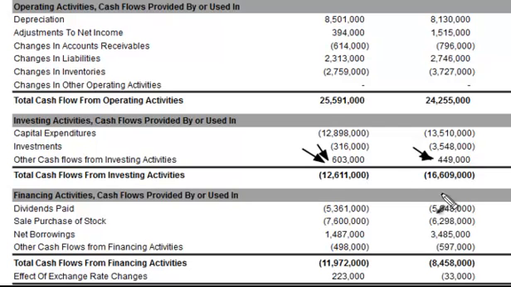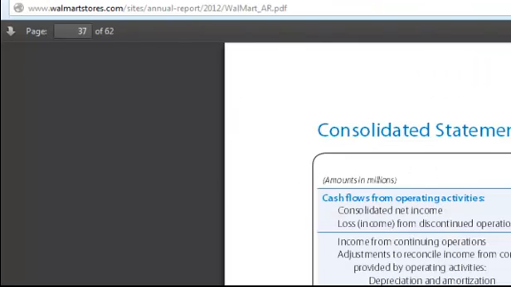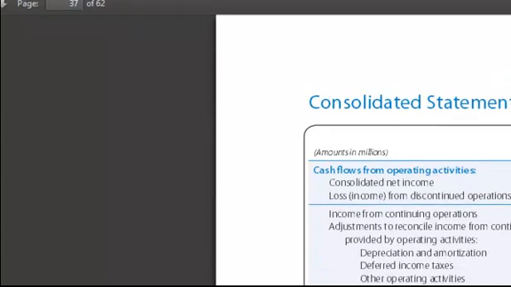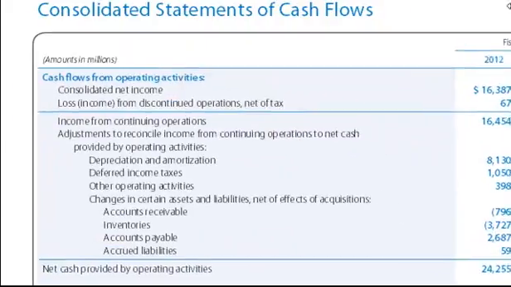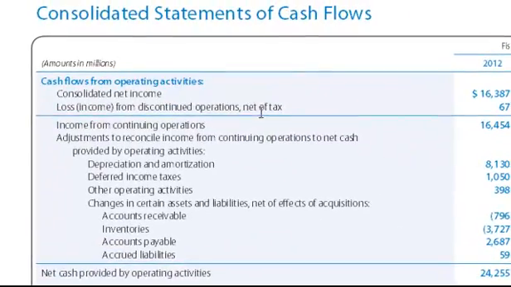Okay, so we're going to be going now to Walmart's consolidated cash flow statements. Here's the URL. You can see Walmart Stores Incorporated, or WalmartStores.com. You can see that we're looking at the annual report for 2012. We're simply going to go over here, and on page 37 you'll find the consolidated statement of cash flows, and we scroll on down looking for what we're actually interested in here.